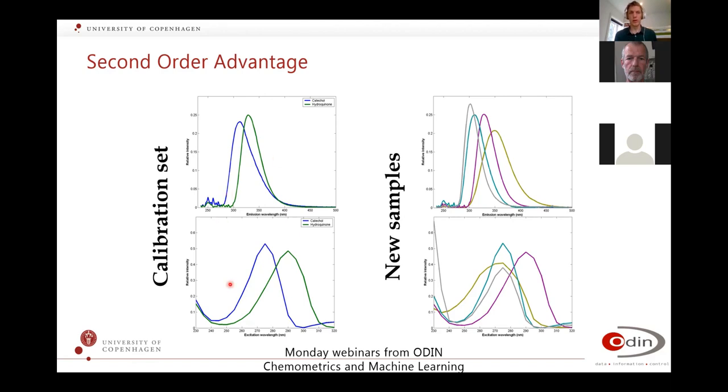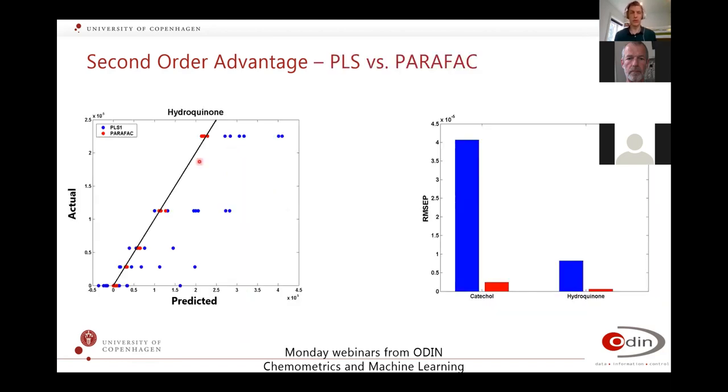So if I do PARAFAC instead on this system, and then I make a prediction of the catechol and hydroquinone that I have in my calibration samples, we get two very different results. Now, if we look here on the left-hand side, this is what we call an actual versus predicted plot. The red dots are from the PARAFAC approach. The blue dots here are from the partial least squares approach.